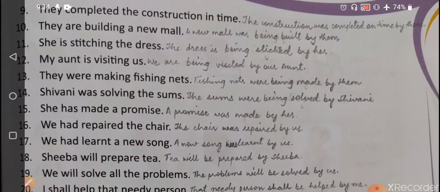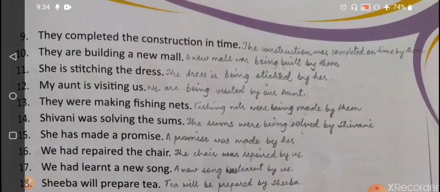They completed the construction in time. So the construction was completed on time by them, or you can also write the construction was completed by them on time. They are building a new mall. A new mall is being built by them. She is stitching the dress. The dress is being stitched by her. My aunt is visiting us. We are being visited by our aunt.